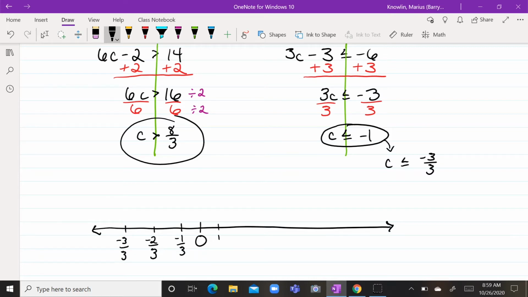Now on this side I would just have positive 1/3, positive 2/3, and 3/3, all the way to 8/3, 4/3, 5. Oops, this should be 6. And this is going to be 7/3.